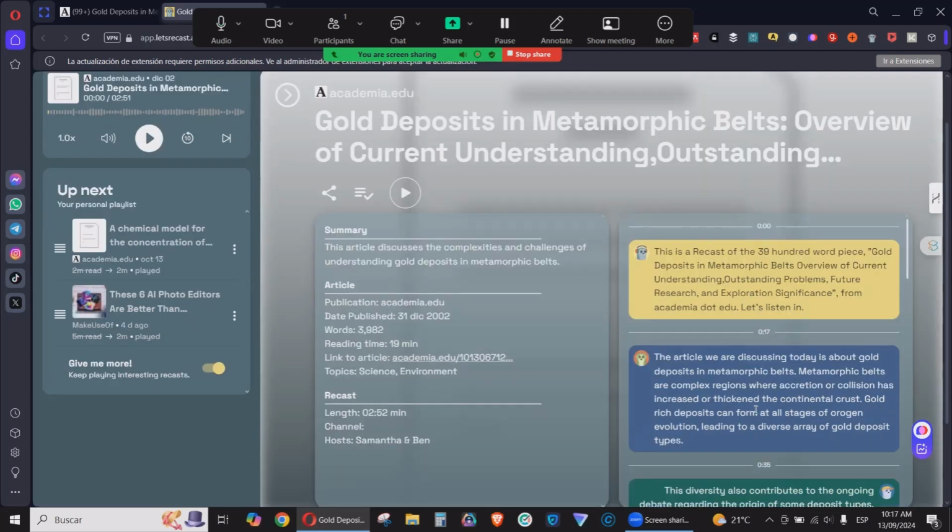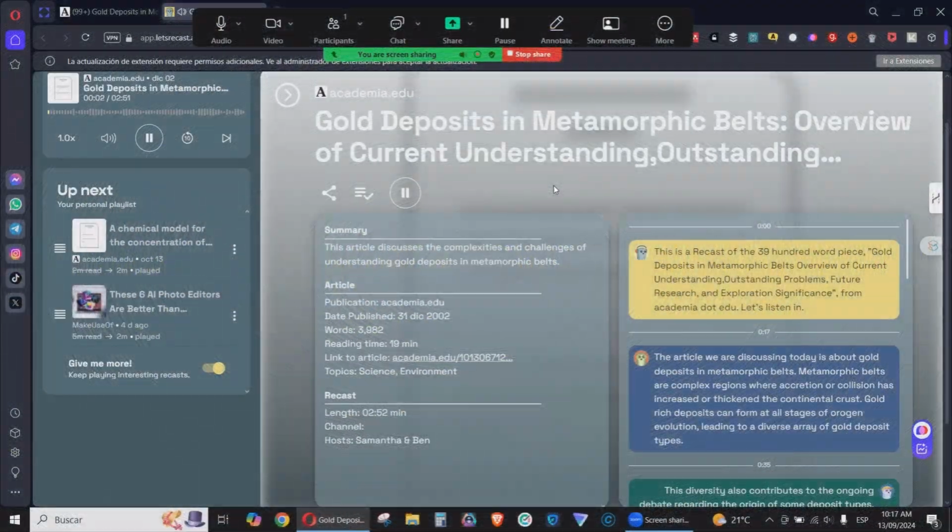The podcast is like a conversation, and I'm going to click here so you will hear it, okay, and we'll have a better idea and understanding how useful this thing is to get a first impression of the paper and decide if you want to read it or not. Of the 3,900-word piece, Gold Deposits in Metamorphic Belts: Overview of Current Understanding, Outstanding Problems, Future Research, and Exploration Significance from academia.edu. Let's listen in.